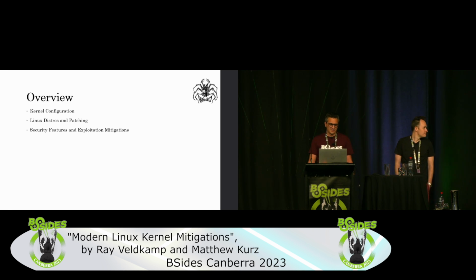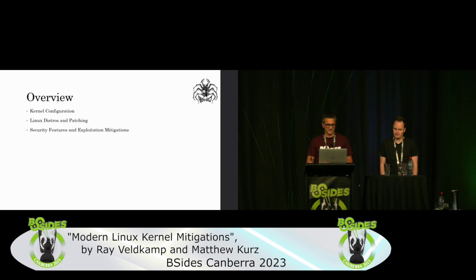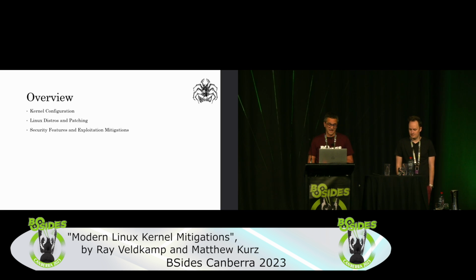So I'm going to start by talking about how a kernel is actually configured and how the distros build it. And I'll talk a bit about how things differ between different distributions and how they build their kernels. And then we're just going to go through a bunch of these mitigations, and we'll try and relate them back to how widespread they are and who's adopted them.